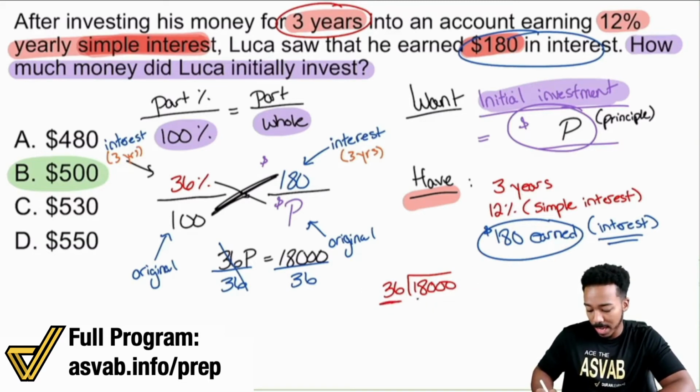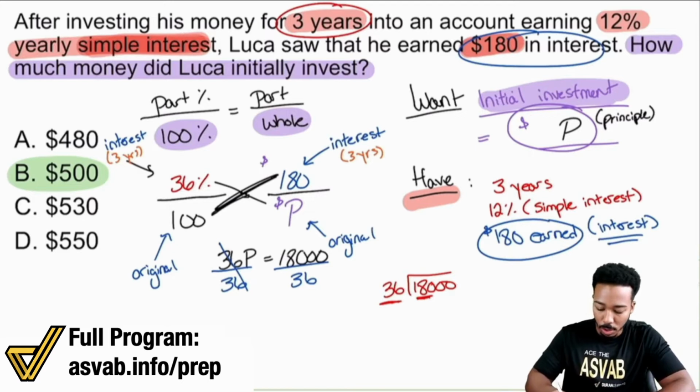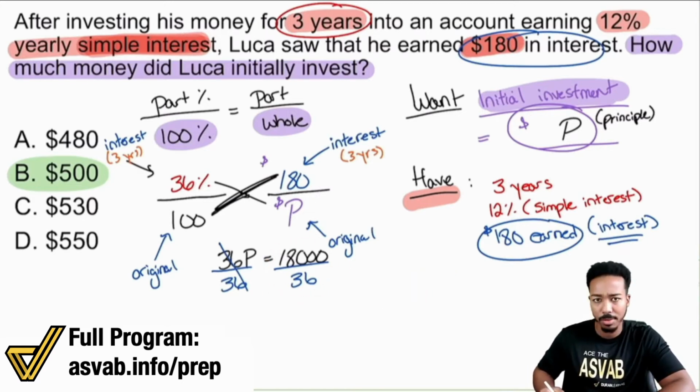Because 36 going into 18 or 180, not exactly easy to see if you didn't already notice it's a times 5 relationship, right? So don't worry about that. Let's just go ahead and simplify right here. So the simplification is going to go a little like this.